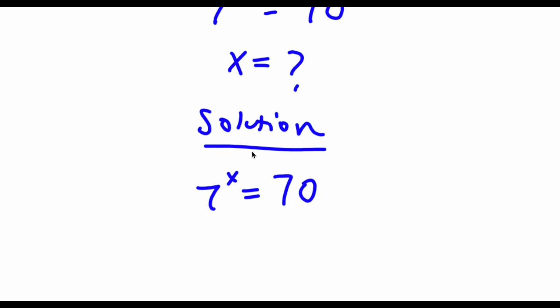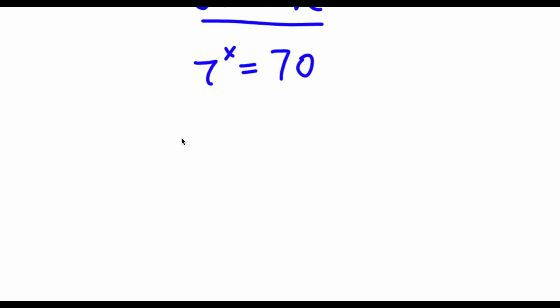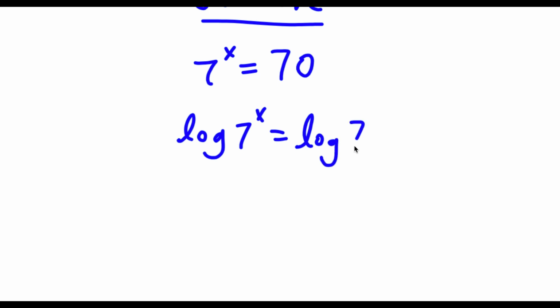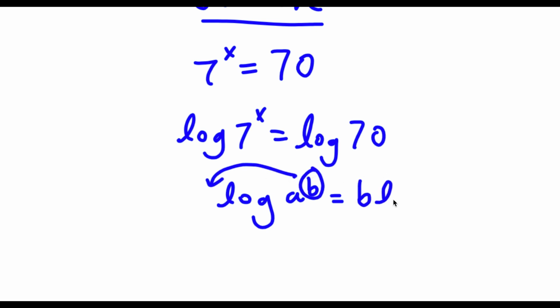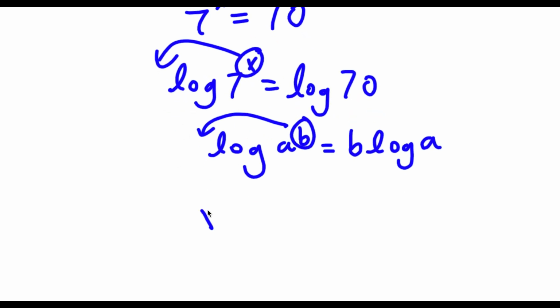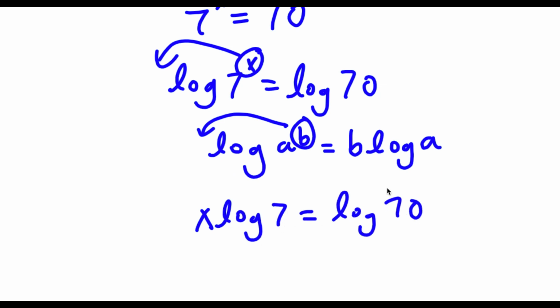Now I'm going to take the log on both sides. So now I have log 7 to the power of x is equal to log 70. Now, an important property of logarithms is that if I have something in the form log a to the power of b, I can move this exponent b to the front. So this would equal b times log a. So in the case of log 7 to the power of x, I can move x to the front. So that's going to equal x times log 7, which is equal to log 70.